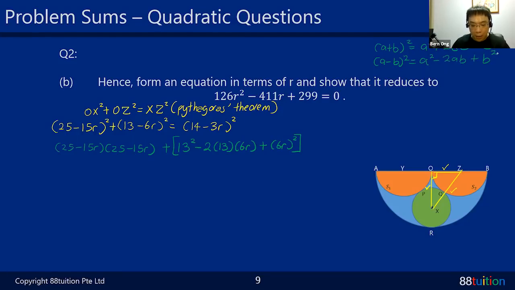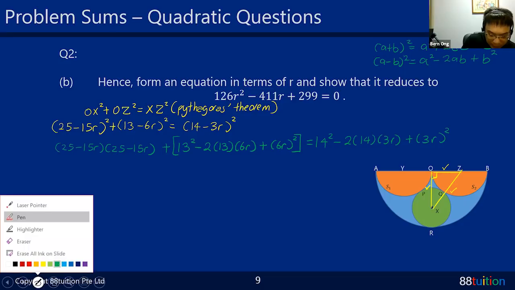It's equal to 14 minus 3R bracket squared. Same thing, algebraic rule number 2: 14 squared minus 2 times 14 times 3R plus 3R squared. Wow, so long. That's why you need a lot of space. Then you slowly start to expand it.